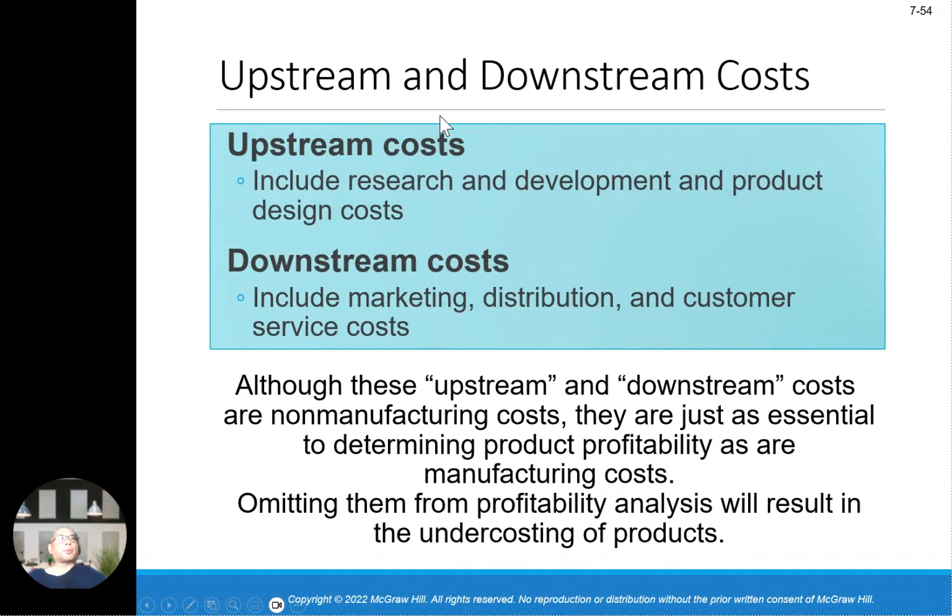Okay, what are upstream costs? They include research, development, and product design costs. Downstream costs include marketing, distribution, and customer service costs. Although these upstream and downstream costs are non-manufacturing costs, they are just as essential in determining product quality as the manufacturing cost. Omitting them from the analysis will result in the understating of the product cost.